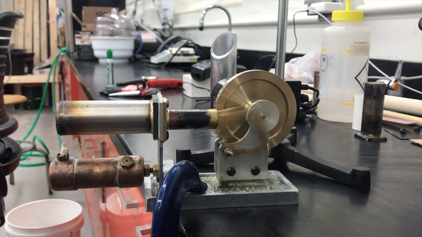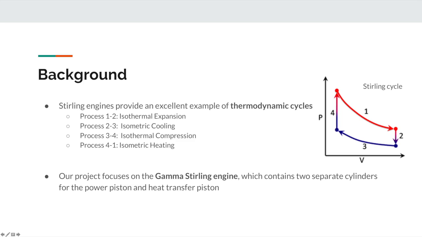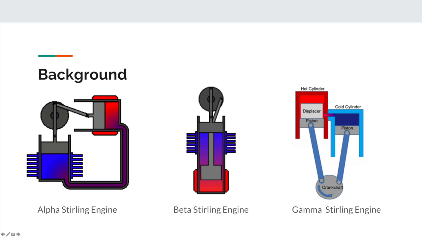The Stirling engine is an example of a thermodynamic cycle consisting of 4 processes: constant temperature expansion, constant volume cooling, constant temperature compression, and constant volume heating. Our project focuses on the gamma Stirling engine. As seen in the diagram above, the gamma Stirling engine functions most similarly to the beta Stirling engine. The only difference is that the gamma Stirling engine contains a separate cylinder for the power piston.